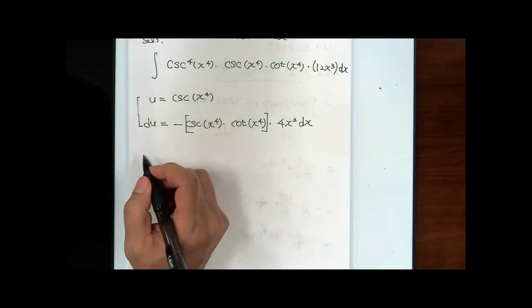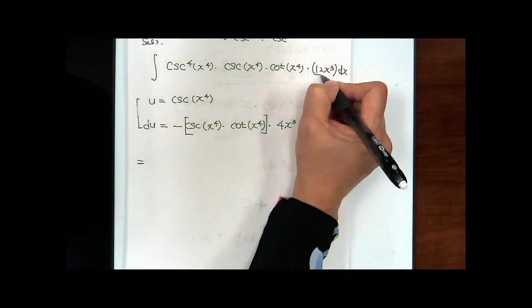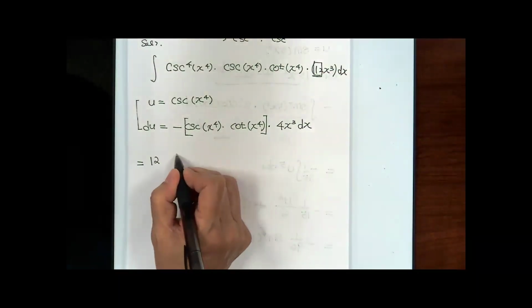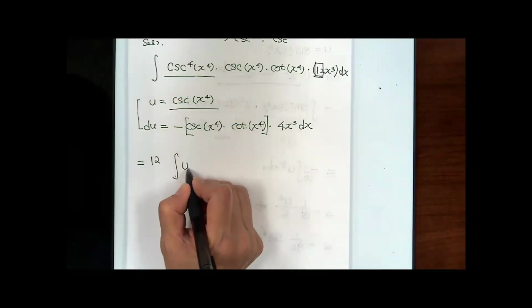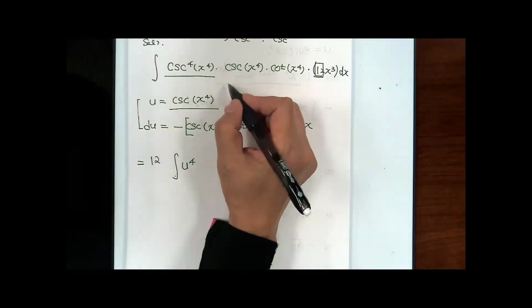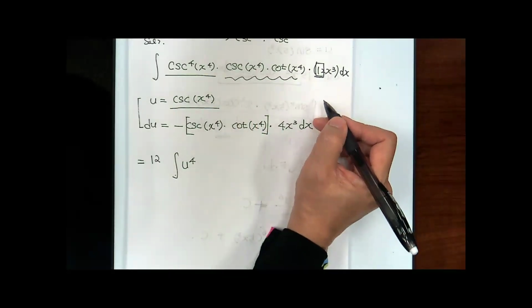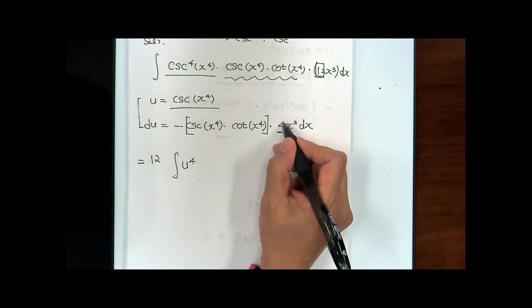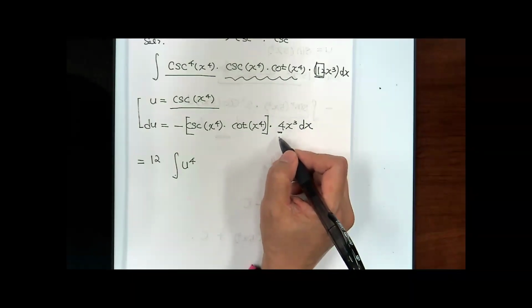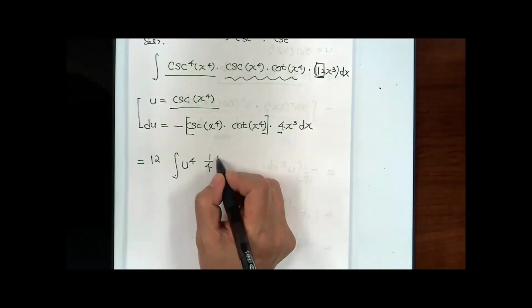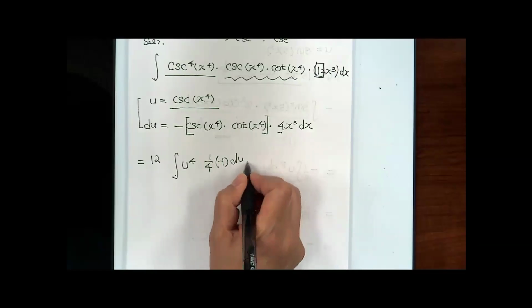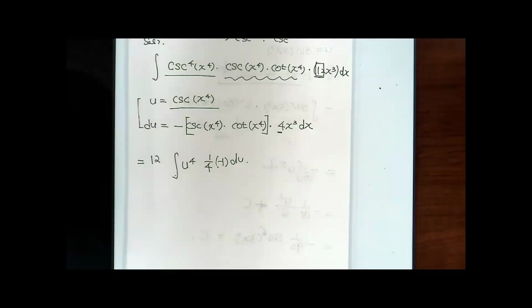So let's do substitution. I would put 12 in front of integration. So 12 integration cosecant to the fourth power of x to the fourth power will be rewritten as u to the fourth power. And this one times, what is this? This one. So I will just divide by 1/4 on both sides. Then we have 1/4 times minus 1 du. Any question?